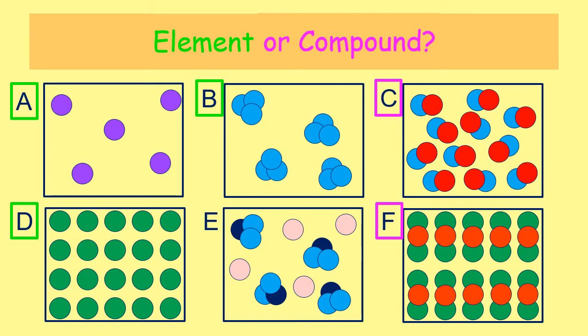Now, E is neither an element nor is it a compound. And that's because we have got something that looks like a compound, the dark blue and the light blue. Those are chemically joined together and they're different types of atom. So that might be a compound. But then we've also got these pink atoms. And those pink atoms are not chemically joined to anything. So E isn't an element and it's also not a compound.